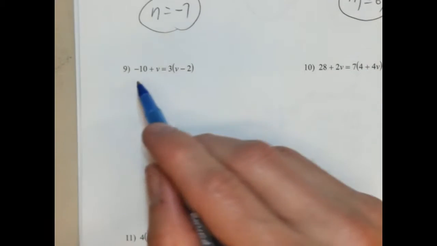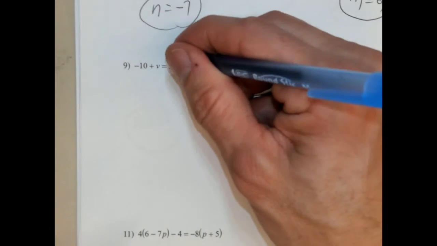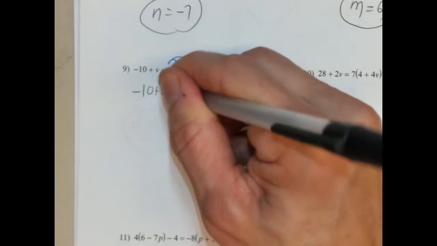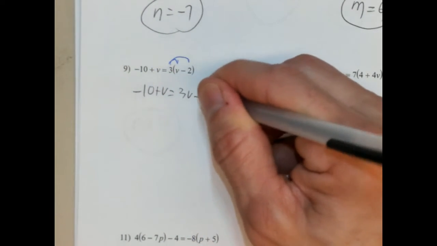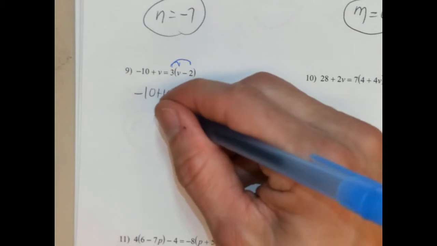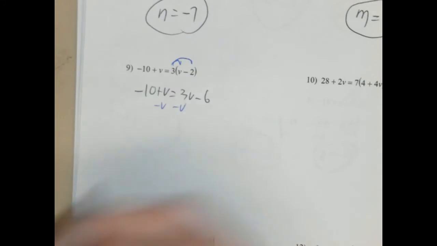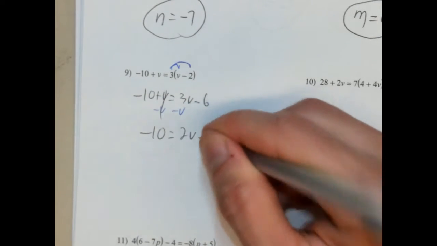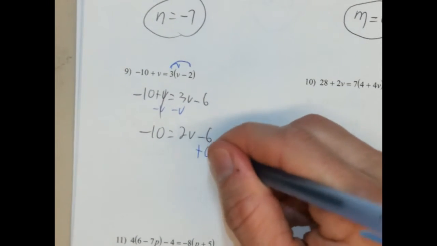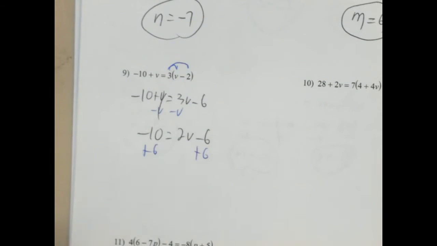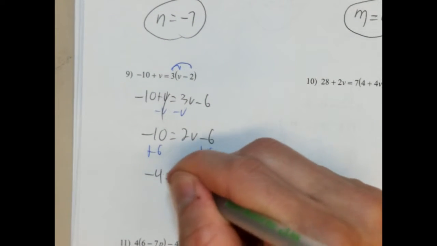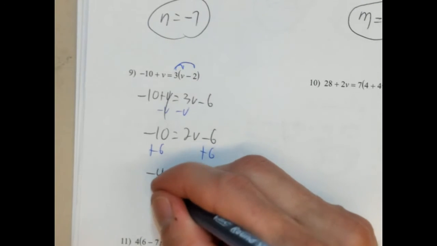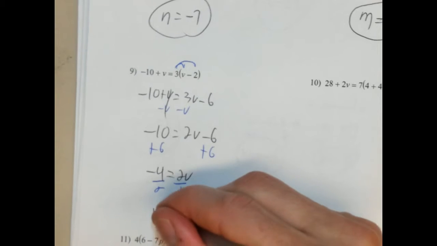Okay. Here we have negative 10 plus v is equal to 3 parentheses v minus 2. So first thing we're going to do is distribute here. So negative 10 plus v equals 3v minus 6. We're going to subtract v from both sides. So negative 10 equals 2v minus 6. We're going to add 6 to both sides. Negative 4 equals 2v. Now we're going to divide by our coefficient, which is 2. And v equals negative 2.